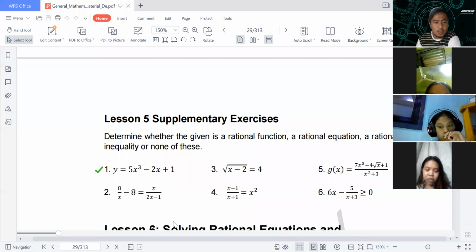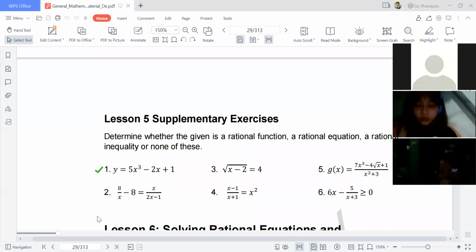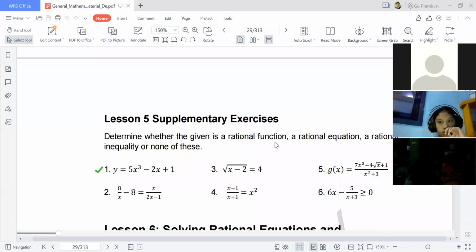Okay. Let's proceed to number 2. Can I ask Trixie Barq? Number 2. Rational function, equation, inequality, or none of this? These are the options: rational function, rational equation, or rational inequality.